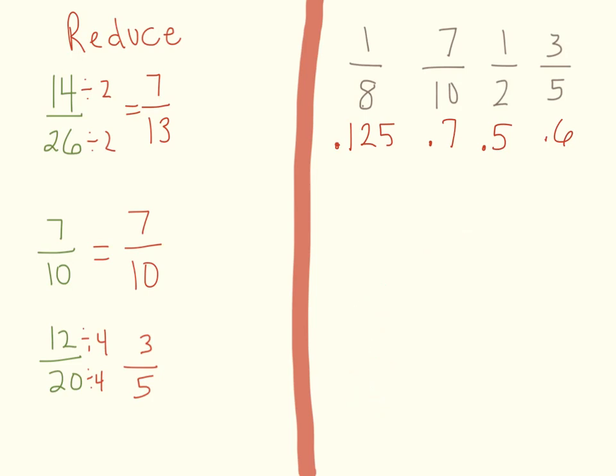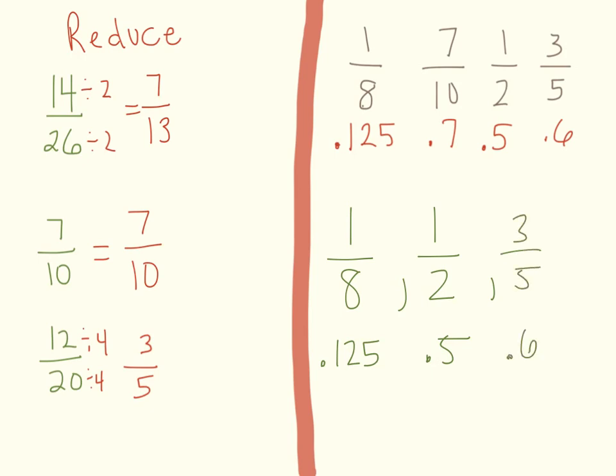So now that I know the decimals, I'm going to compare that first placeholder, which is the tenths. So the 1, the 7, the 5, and the 6. And in this case, I can do it all at once. The smallest one is 1/8, which is 0.125. The next fraction is 1/2, which is 0.5, followed by 0.6, which is 3/5. And lastly, 7/10, which is 0.7.